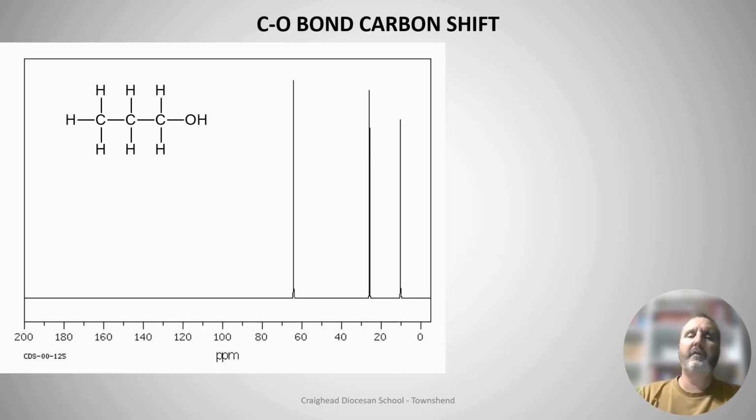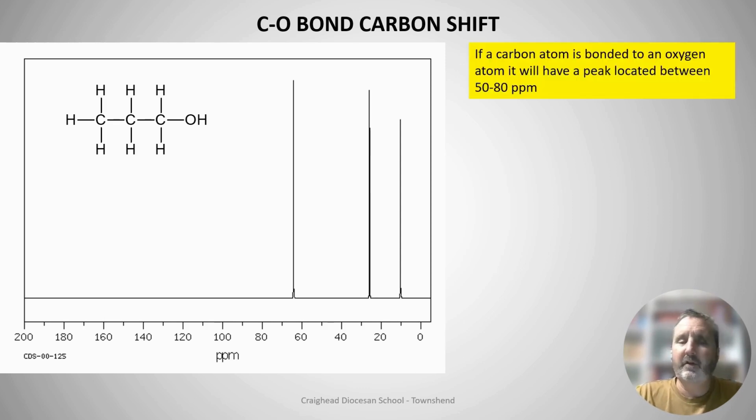Okay, so if we have a carbon-oxygen bond, that is a carbon that is bonded to an oxygen, either to an OH group or possibly to an ester group, that peak is going to get shifted into a certain range. It's going to be shifted into 50 to 80 ppm. So because this peak is found between 50 to 80, it indicates it's probably a carbon that is attached to an OH.